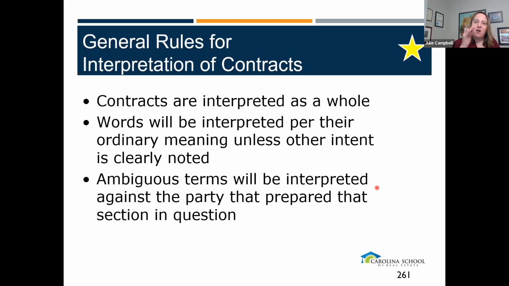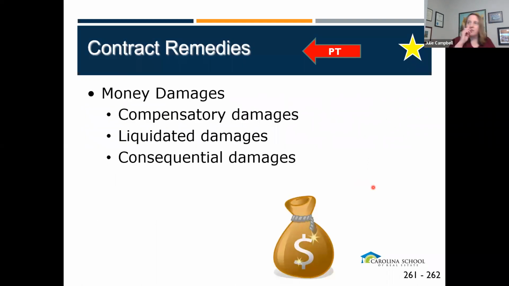So what happens if either party's in breach? Well, as we've been saying, there's remedies in the contract, and I got several different types of remedies. And first we have money damages. There are money damages for breach of contract.